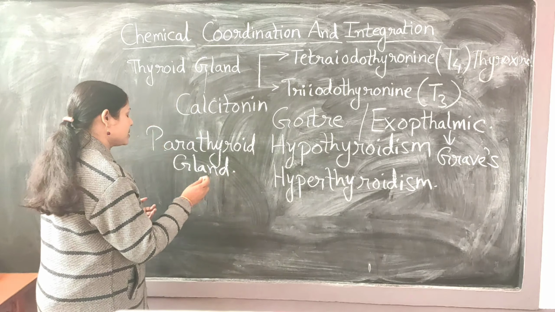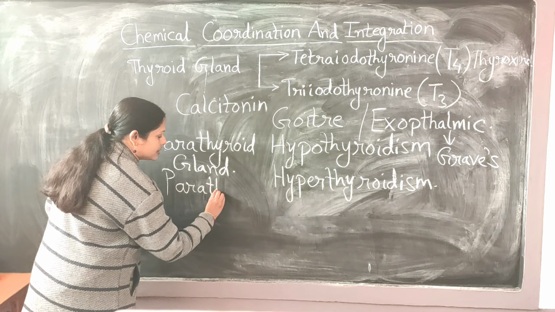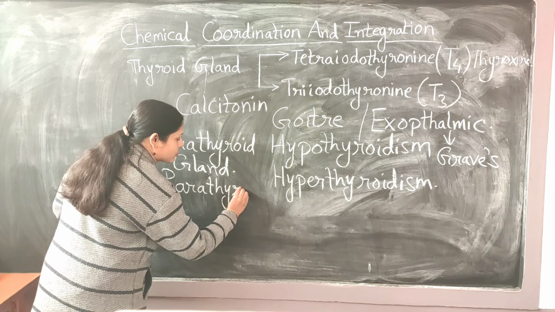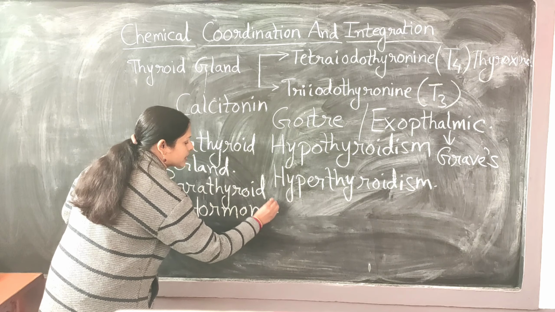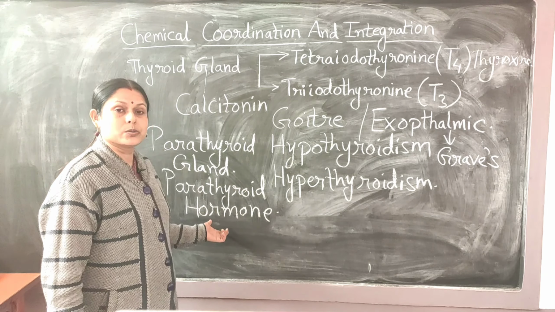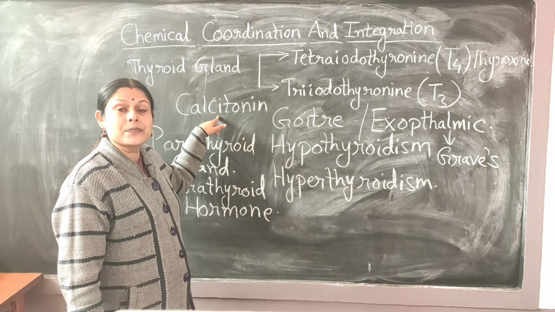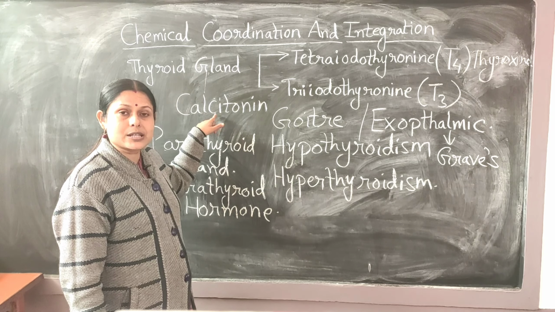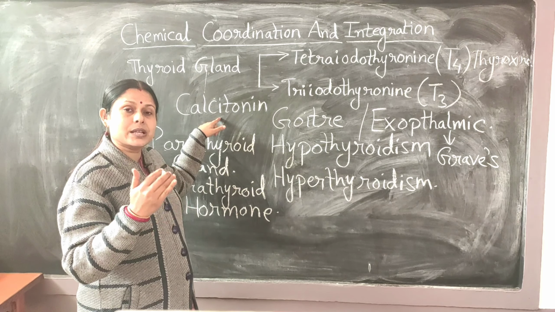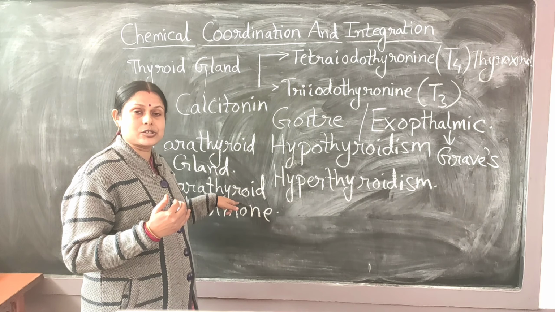So it is commonly known as parathyroid hormone, or PTH. Now what does it do? It is antagonistic with respect to calcitonin or thyrocalcitonin. Calcitonin decreases the level of calcium in the blood, and parathyroid hormone increases the level of calcium in the blood.